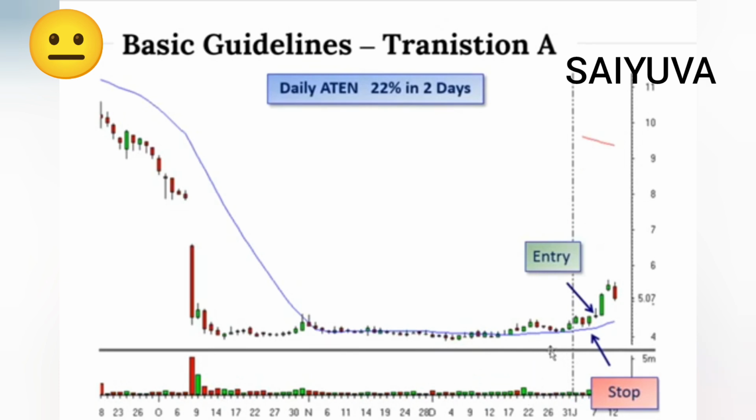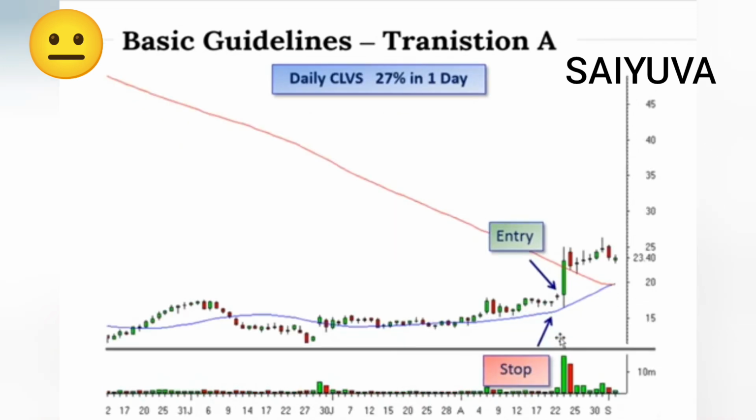Same here, going through price, not very useful, but check it out here. The stock couldn't drop below it now, unlike before. Couldn't drop below it, now I'm going to play a breakout. As soon as it breaks, I'm going to be in. Does that make sense? And that is known as transition A.